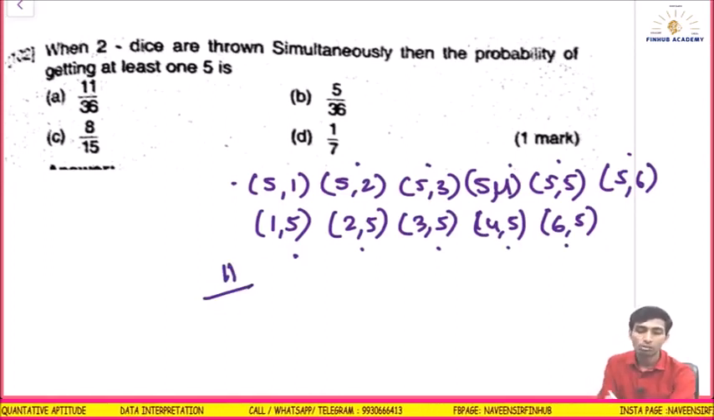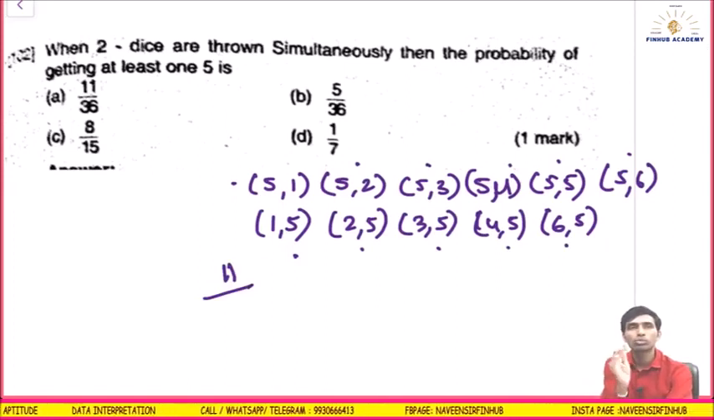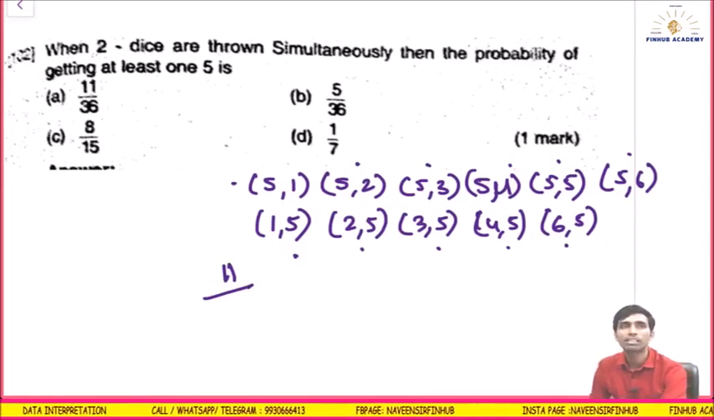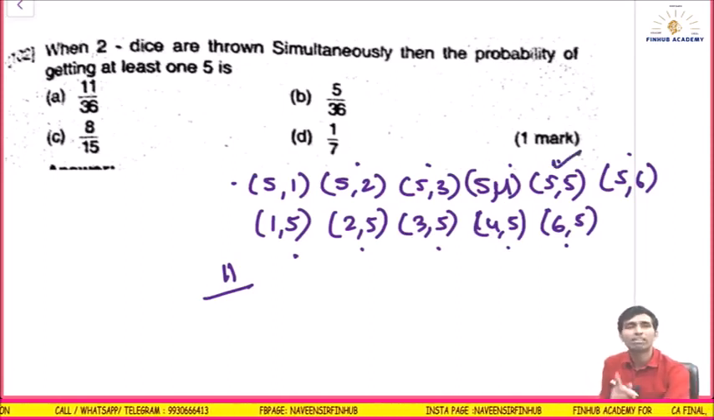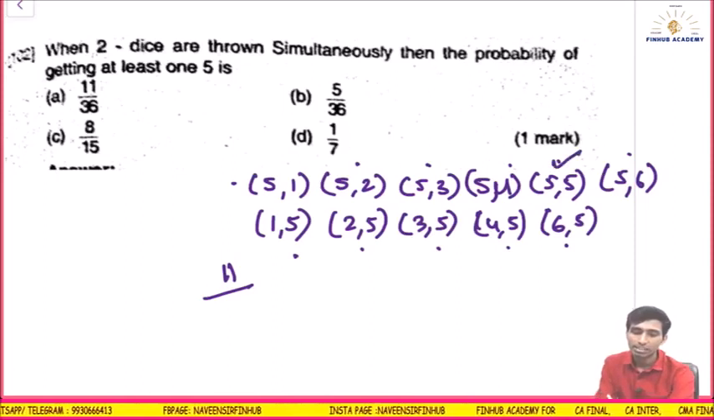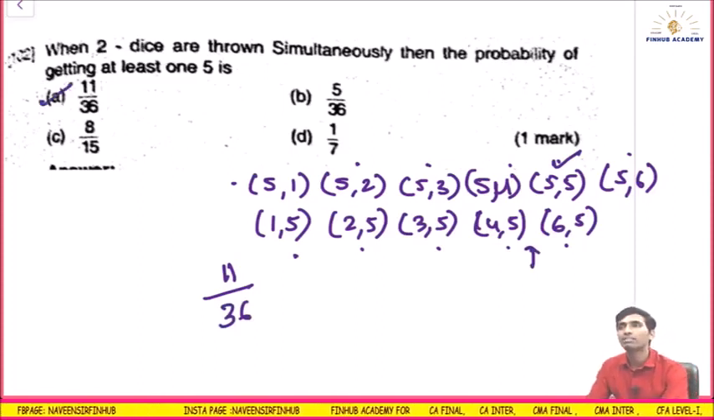At least one 5 means that in the 2 throws, at least one 5 should be there. Already I have taken 5 comma 5 here, and I will not take it again, because 5 comma 5 and 5 comma 5 is the same. So 11 upon the total sample space, which is 36. So the answer is A, 11 by 36. Okay.